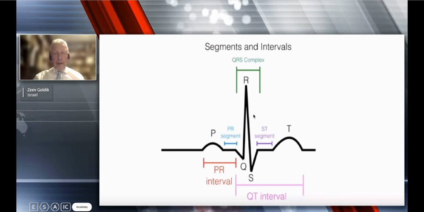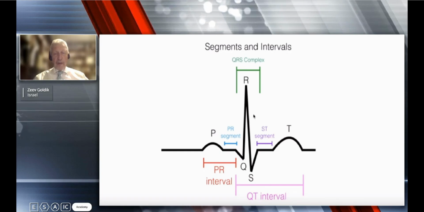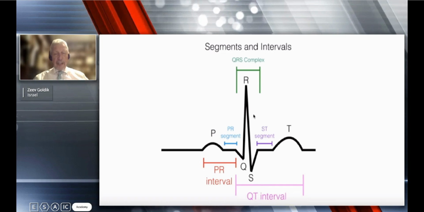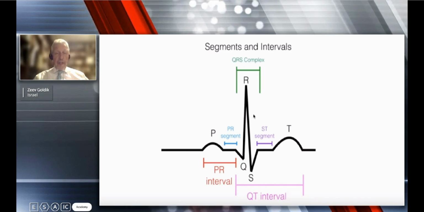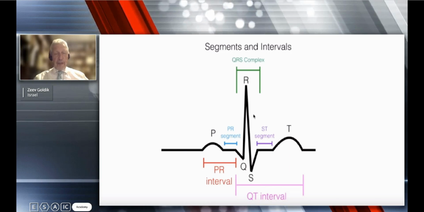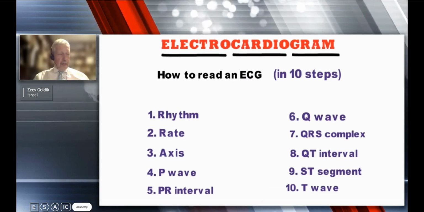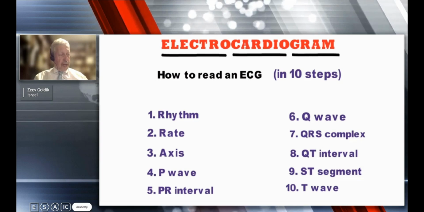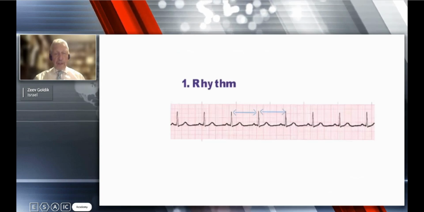So we are very lucky persons when our heart is working automatically, because it has an electrical system that is working all the time. In order to diagnose or interpret the ECG, I propose to follow 10 steps. These 10 steps are helping us be systematic. So let's start with the first one, which is the rhythm.